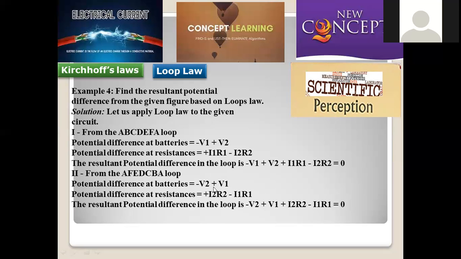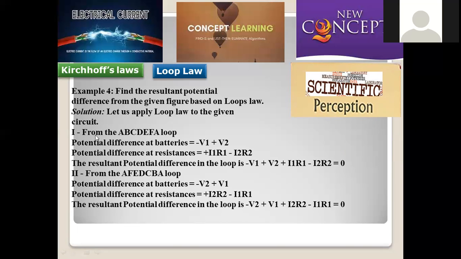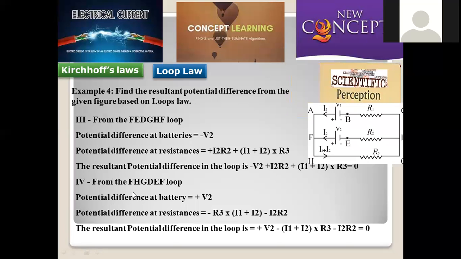So after taking all these, the loop law can be applied. For that purpose, the potential difference is equal to the sum of all these terms: minus V2 plus V1 plus I2 R2 minus I1 R1. This algebraic sum will become 0 again. So this also satisfies the loop law. What we did is consider one loop in the right hand side direction and another loop in the left hand side direction. That completes condition 1 and condition 2.